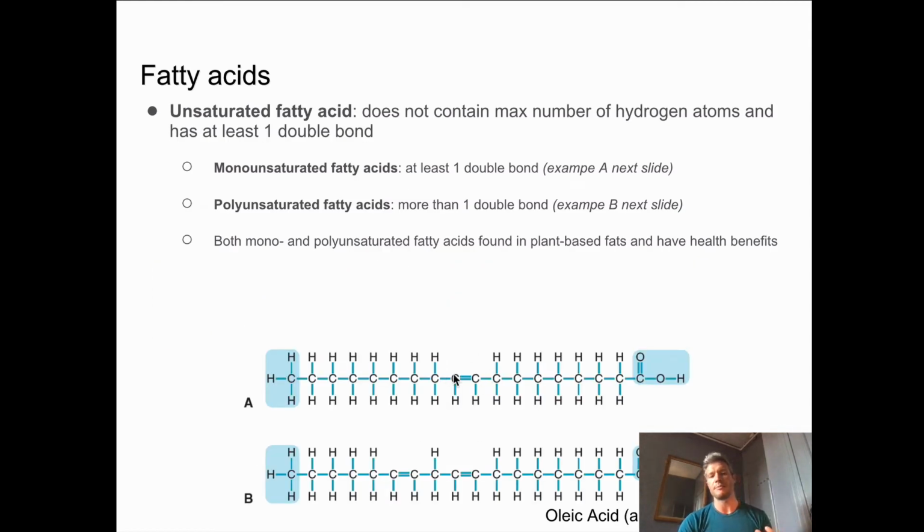And one of the best examples, just to start looking at unsaturated fatty acids, would be right here. We notice that there's a double bond. So because the carbons share an extra bond versus having them attached to hydrogens, they have a double bond. Okay. And then we can have polyunsaturated too, so that means more than one double bond.